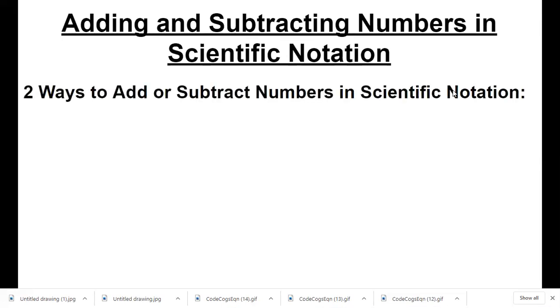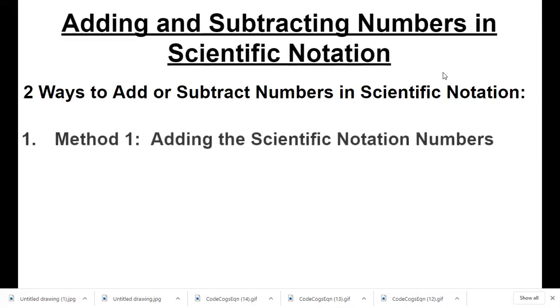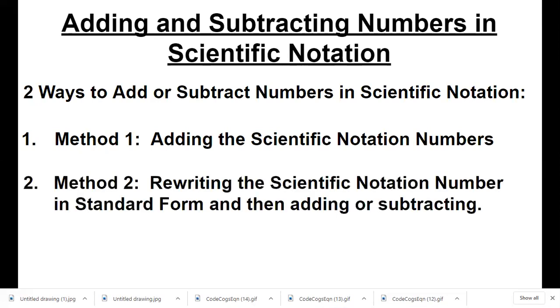Adding and subtracting numbers in scientific notation. There are two ways to add and subtract numbers in scientific notation. The first way is method 1. It's called adding the scientific notation numbers. And the second method is going to be rewriting the scientific notation number in standard form and then adding or subtracting. You can do either. You can do what you're most comfortable with, but I do want to show you both methods.